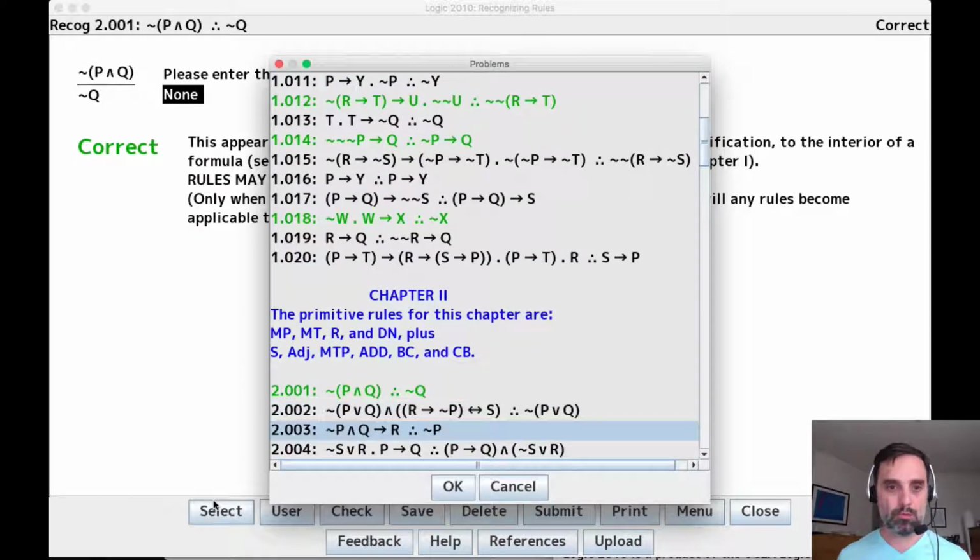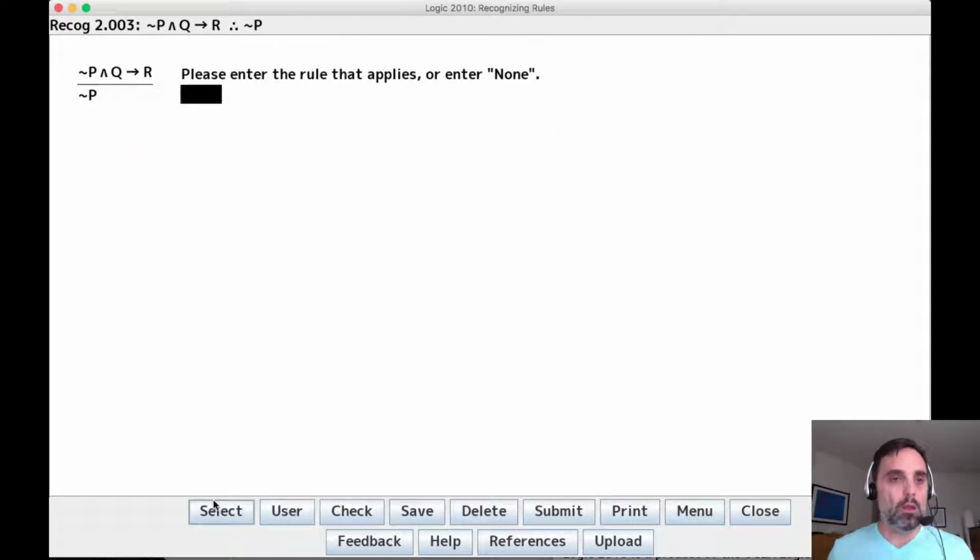Let's look at 2003. Okay, so we have not P and (Q arrow R), and we have not P. Does any rule apply here? Well, you might think yes. You might think this is a conjunction whose left conjunct is not P and whose right conjunct is if Q then R, and if that's the case, then we can infer not P with simplification.